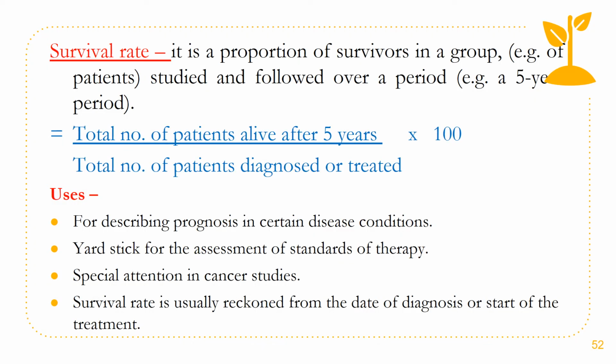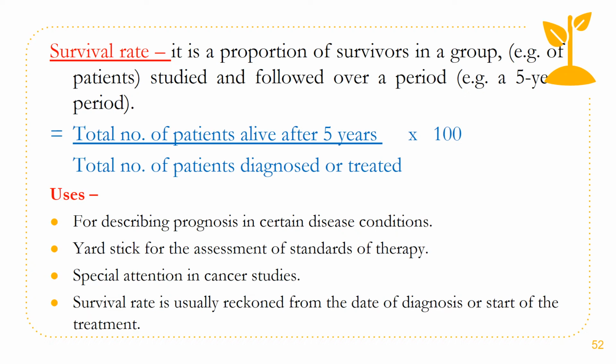Coming to survival rate. It is the proportion of survivors in a group studied and followed over a period. See, survival rate we can calculate for survival of restorations also. For example, today we have done the restoration. After 6 months, that restoration might break. So how long it survived means 6 months. So same thing: the total number of patients alive or restorations surviving divided by total number of patients treated into 100.